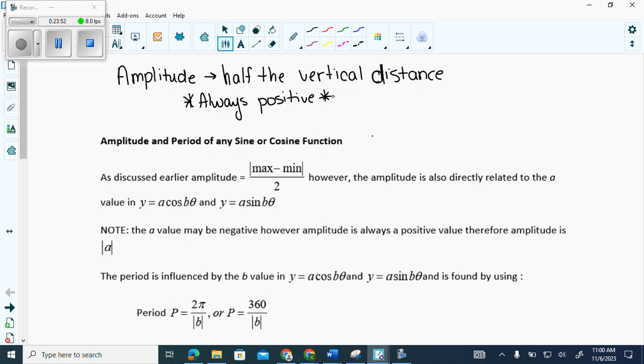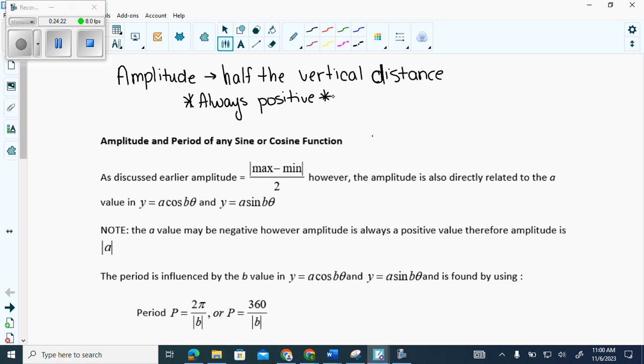So if we go back to that sine graph and that cos graph, what's my vertical distance? Of the sine graph and cos graph I just drew? 2. So what's half of that? 1. So the amplitude of those previous graphs was 1, right? And what's the only thing that can change an amplitude? Vertical stretch. Your vertical stretch is actually your amplitude.